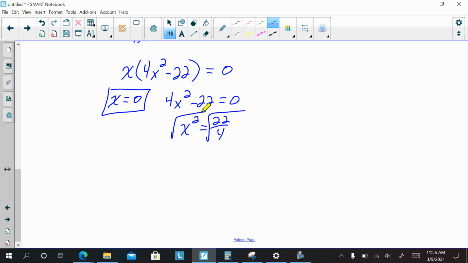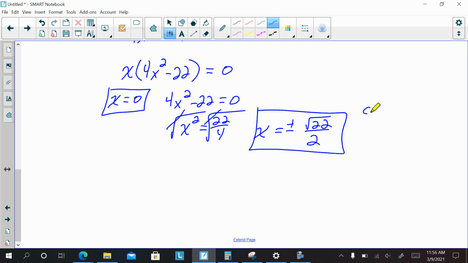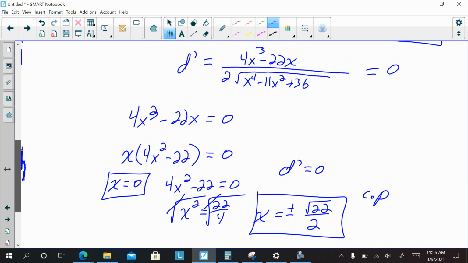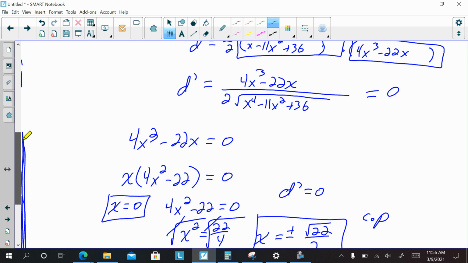Take the square root of both sides. So we get x is plus or minus. The square root of 4 on bottom is 2. The square root of 22 does not simplify. So these are our critical points. These are where our first derivative equals 0. So we just need to find out, okay, if these are our critical points, which of these are maximums, which of these are minimums? Or is one of them going to give us a minimum?